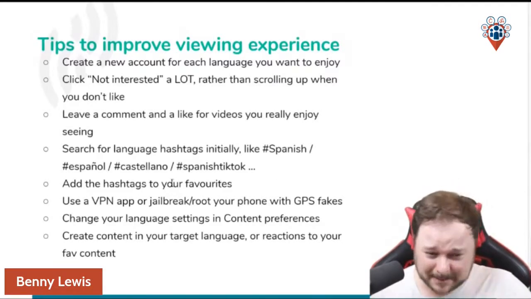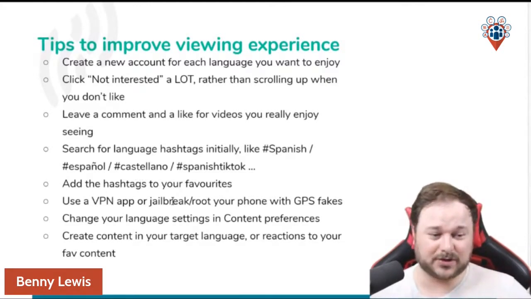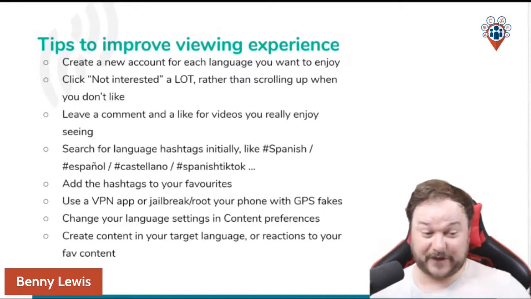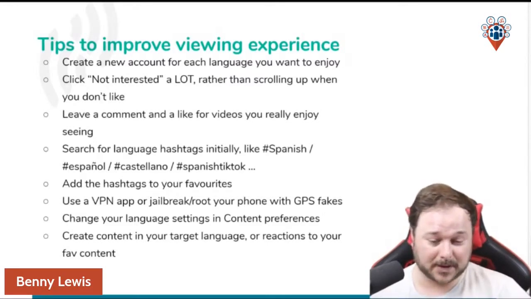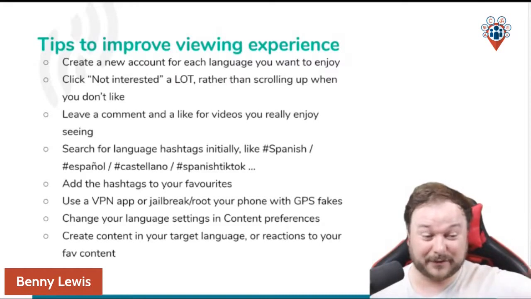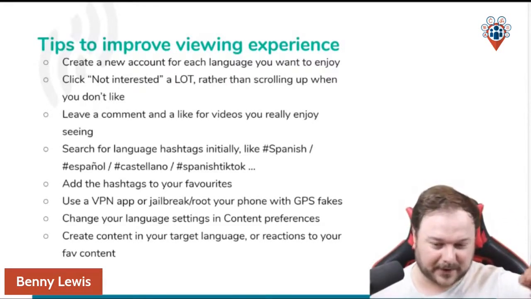But another thing that I do is I use VPN. And if you're on an iPhone, you can jailbreak it. If you're on Android, you can root your phone. And what this means is that you have options to use GPS faking. So like if I really wanted to learn Colombian Spanish, it can be very hard if I'm just wherever I happen to live. If I search the hashtag Spanish, I'm not going to find a lot. I can search for Colombian Spanish, but that'll obviously give me very limited options.